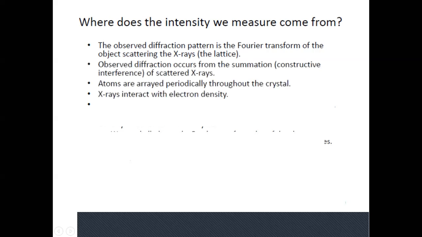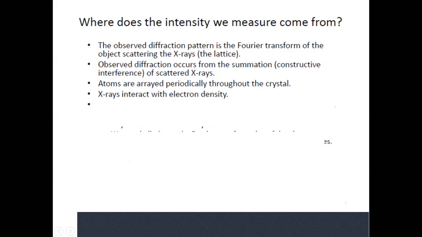And so the observed diffraction pattern is the sum of all the constructive interference of the scattered X-rays, aka the ones that obey Bragg's law. And as we know from crystals, atoms are arranged periodically throughout the crystal. So you have the same repeat unit throughout the entire crystal.